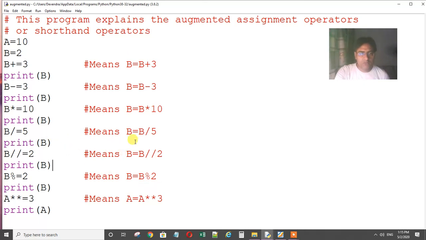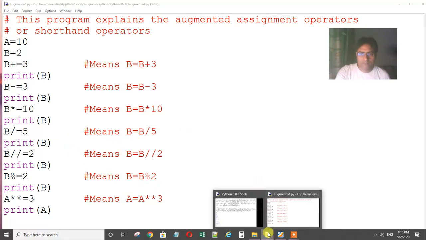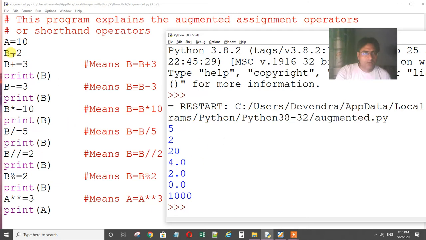So let's see the output of this program. B was initially 2, so 2 plus 3 gives 5, so this print b statement gives 5. Then b minus equals 3, 5 minus 3, is 2. So this print statement is giving 2. Then b multiplied by 10, so 2 into 10 becomes 20, so b is 20. So this print is giving 20.